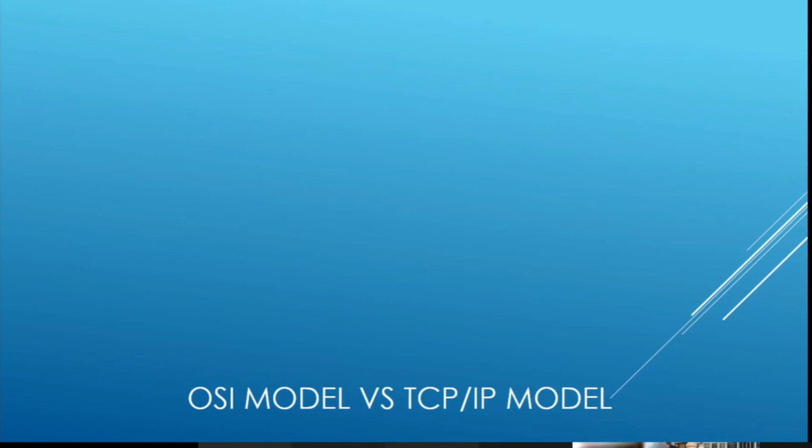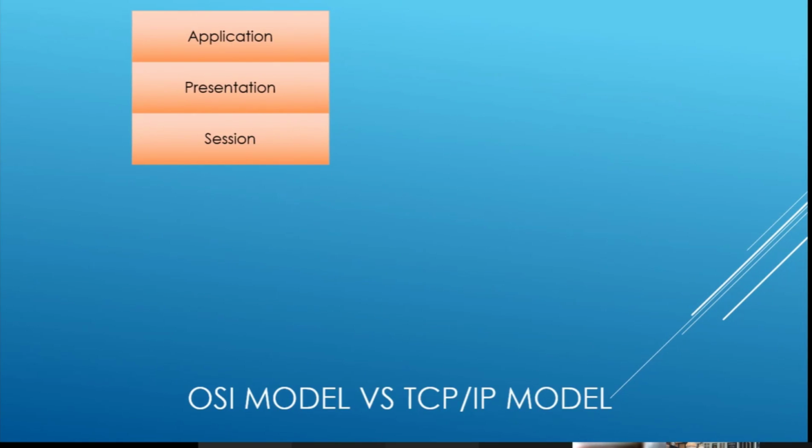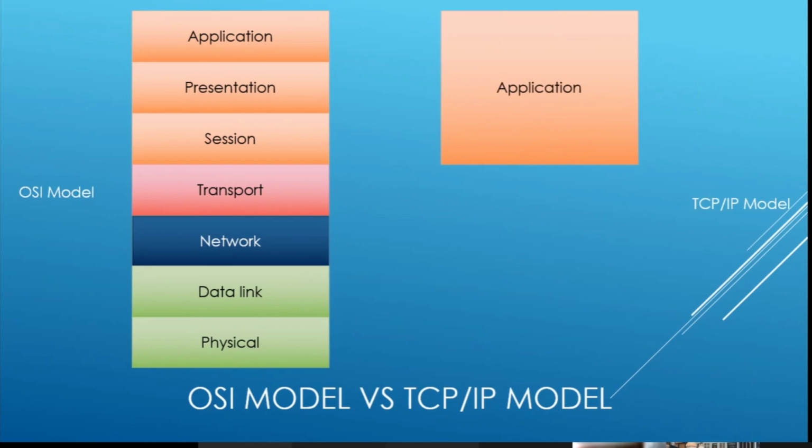Let me show you the OSI model real quick. So, OSI model versus TCP/IP model. The OSI model is made up of the application layer, presentation and session, transport layer, network layer, and data link and physical layers. And I'm going to show you the equivalent. The application layer in the TCP/IP model, in reference to the OSI model, makes up the application layer, I think.